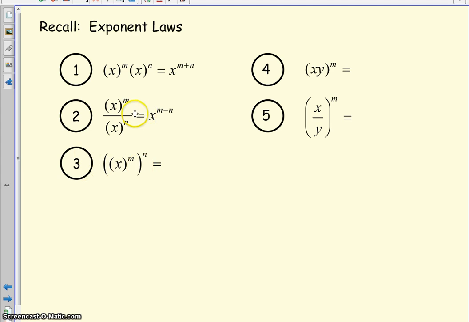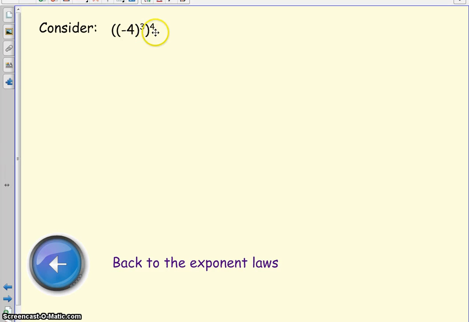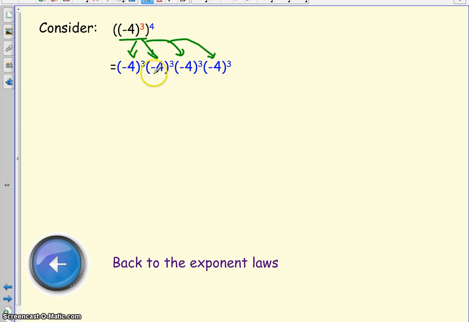Okay, the third rule is what we call power of a power. Okay, so we have a certain power that's raised to another exponent. So let's say we have (negative 4 to the exponent 3) all to the exponent 4. Now remember, when something's to the exponent 4, it's multiplied by itself 4 times. Okay, so what this means, we have negative 4 to the exponent 3, but 4 copies of it. Okay, and once we have 4 copies that are multiplied, we can use our multiplication rule to say that, hey, look, the base is the same in all cases, negative 4. We can just add the exponents. So 3 plus 3 plus 3 plus 3 is 12.